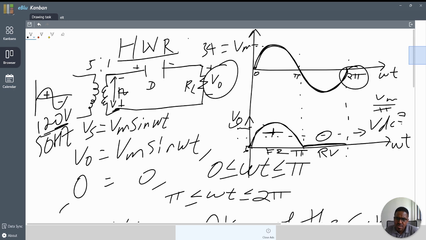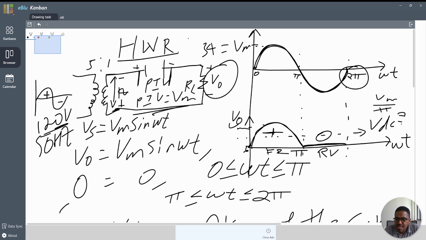So what about PIV, that is the peak inverse voltage during reverse time? PIV is the voltage on the diode during the reverse time. It is similar to the V source. PIV is equal to V maximum during the reverse time.